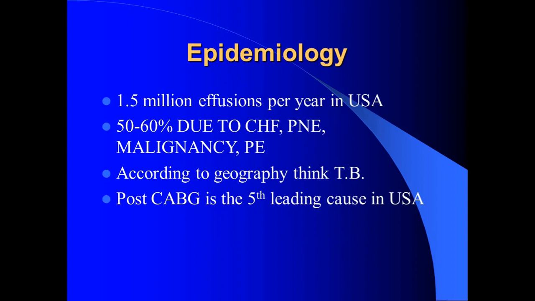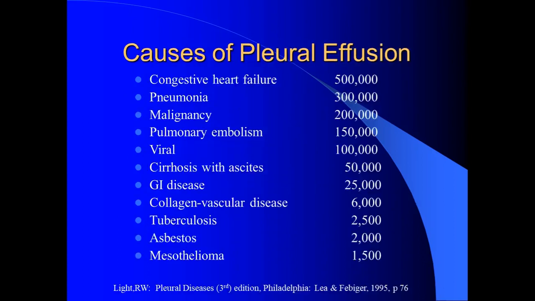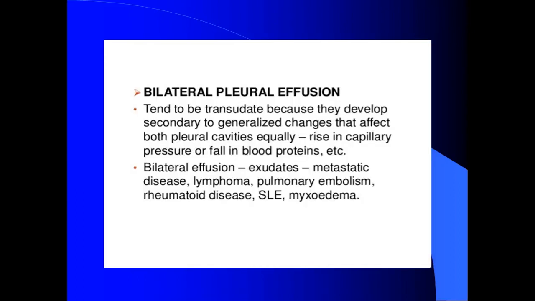It is a very common disease, with 1.5 million effusions per year in the USA. Most pleural effusions are secondary to congestive heart failure. Sometimes, in developing countries, TB is also one of the causes. The second most prevalent cause is pneumonia, then malignancy and pulmonary embolism.